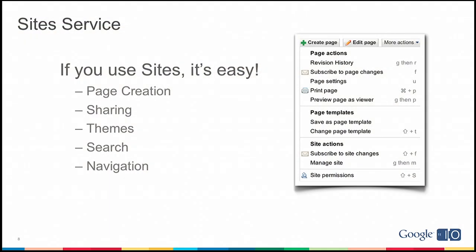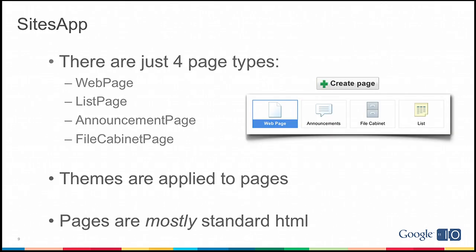With it, you can now write scripts that interact with a site directly, and you can create script gadgets that let you render dynamic content on a site's page. If you use sites, it's actually really easy. You can use scripts to create pages, to share the site with other people, to apply themes and templates, to search. Pretty much anything you can do through the site's UI, you can do with app scripts.